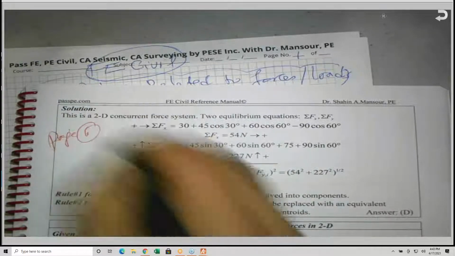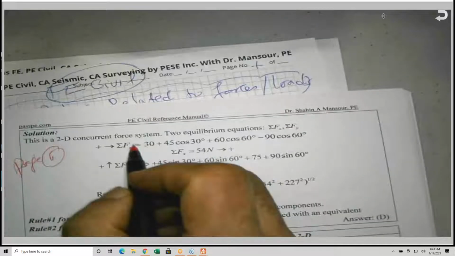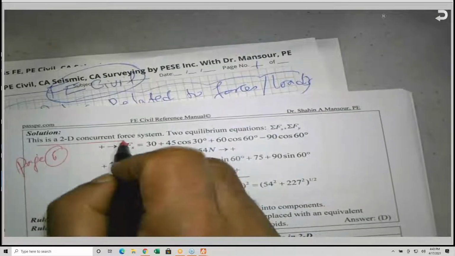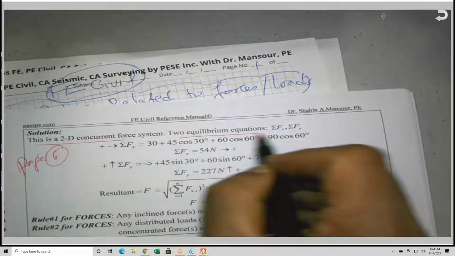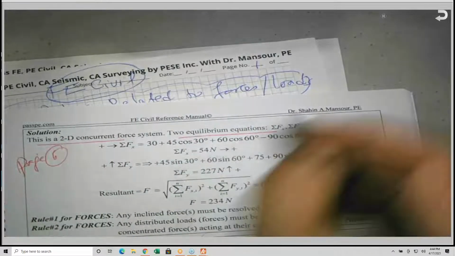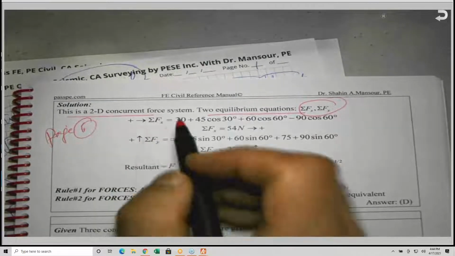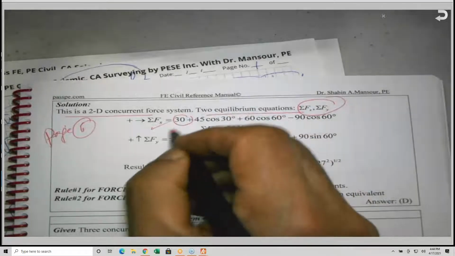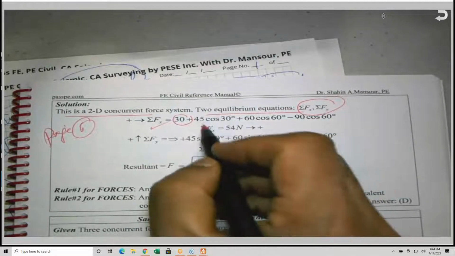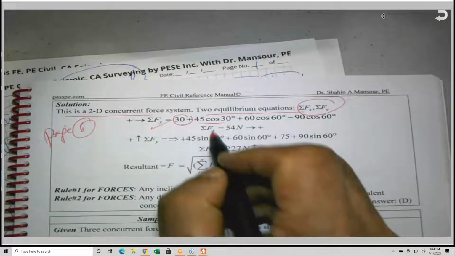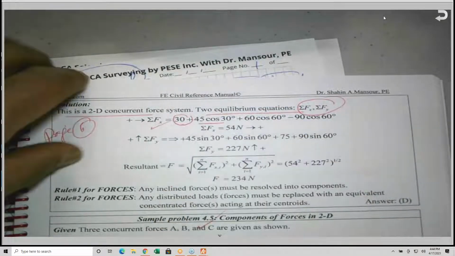Just to make sure that everybody is following me. This is a 2D concurrent force system. The two equilibrium equations, sigma force X and sigma force Y, will be used. If you sum forces in the X direction, the first force is already in the X direction, and the second force, which is 45.